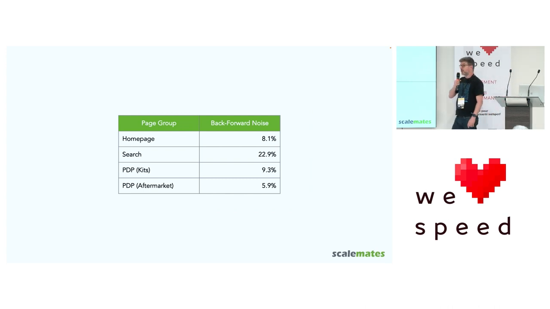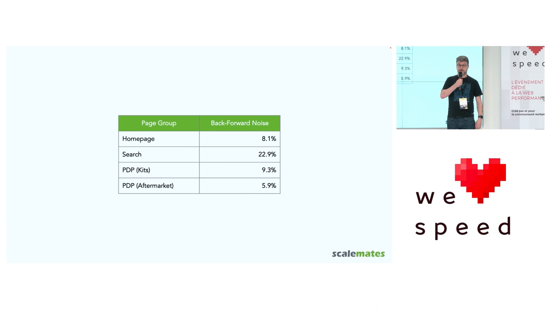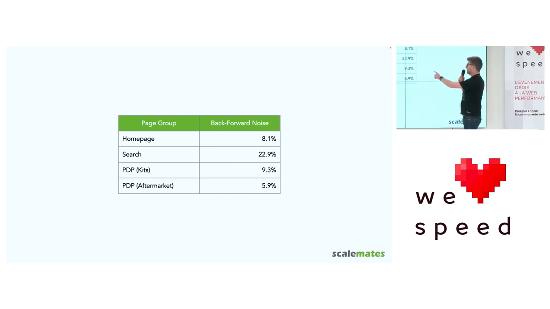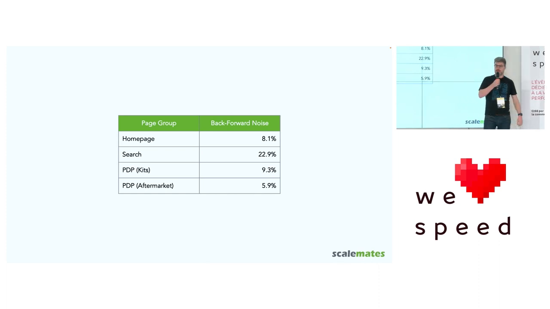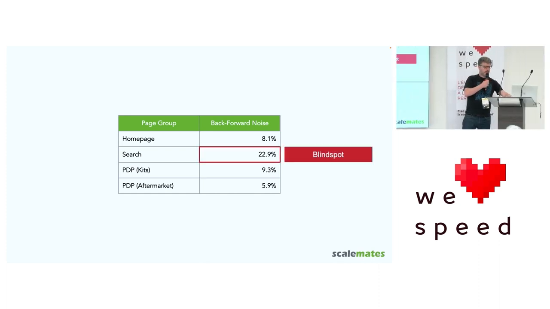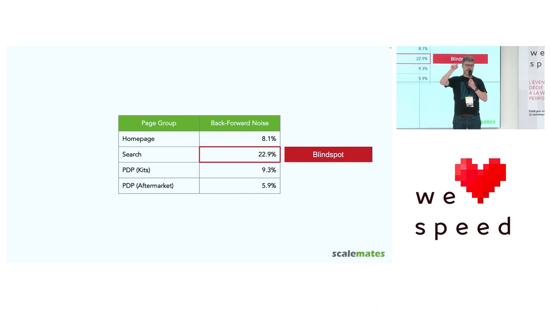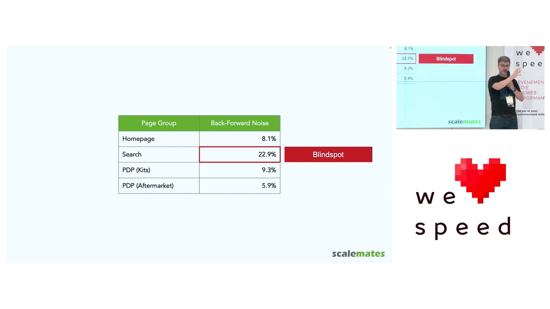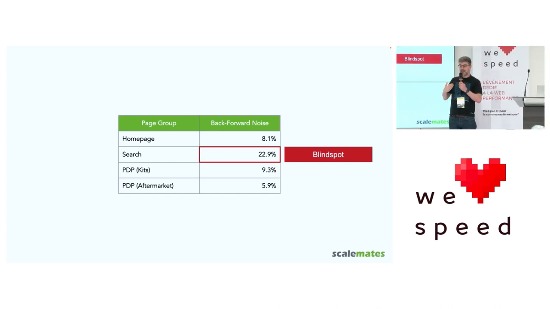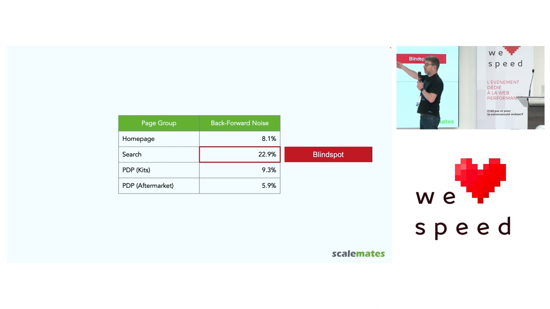The noise heavily depends on the page type you're looking at. What you see here on the homepage, it's 8%. On the search, it's 23%. Now, what is the problem? What does it mean? This basically means that people do a search on my website, they click on a result, they click back, and then the search page instantly loads, they click on the next result, and they do this quite a lot. Because of this, 23% lightning fast search results measurements, this gave me the impression that my search was actually quite fast. And I never tuned it.